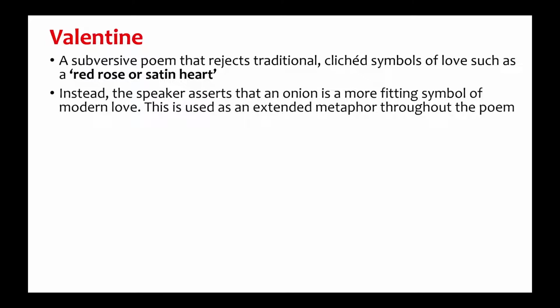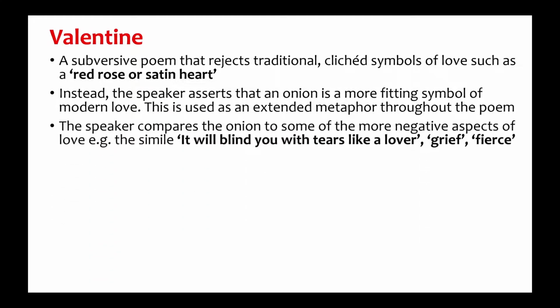Instead, the speaker of the poem asserts that an onion is a more fitting symbol for complex, modern love, something with many layers. And this onion is used as an extended metaphor throughout the whole of the poem. The speaker, throughout the poem, compares the onion to some of the more negative aspects of love. If you notice, we've got lots of negative lexical fields, so words like fierce and grief and lethal permeate the poem.